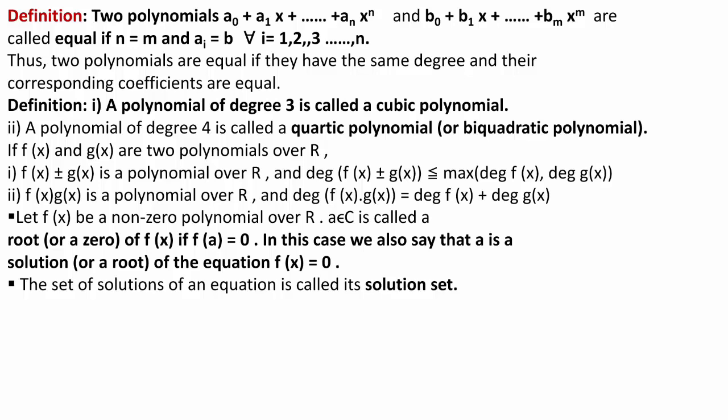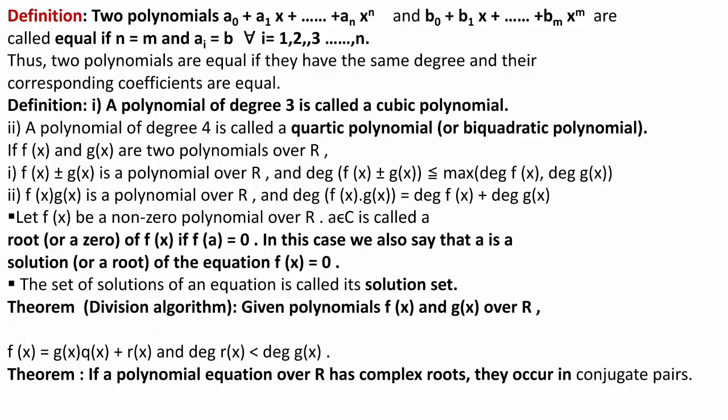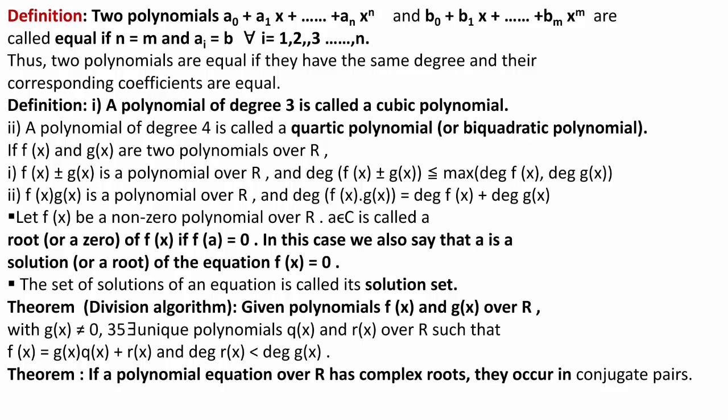The set of solutions of an equation is called the solution set. Theorem, division algorithm. Given polynomials f(x) and g(x) over R with g(x) not equal to 0, there exist unique polynomials q(x) and r(x) over R such that f(x) equal to g(x) into q(x) plus r(x) and the degree of r(x) is less than the degree of g(x). Next theorem. If a polynomial equation over R has a complex root, they occur in conjugate pairs. That means complex roots of a polynomial always occur in conjugate pairs.